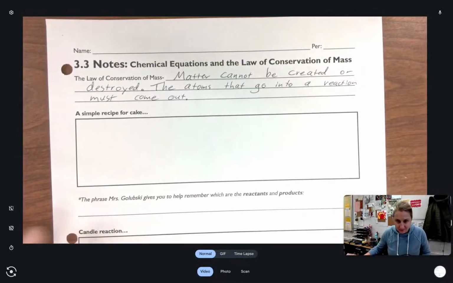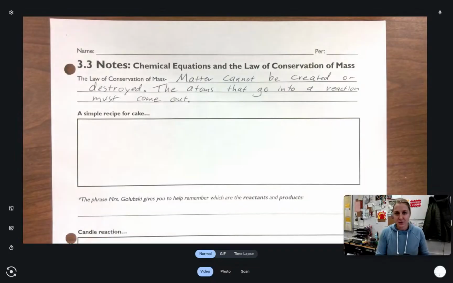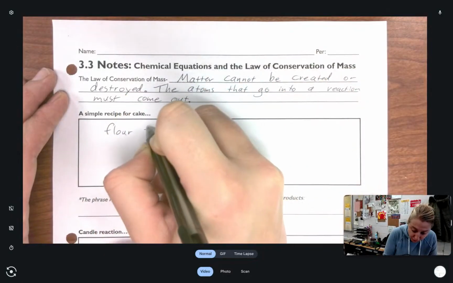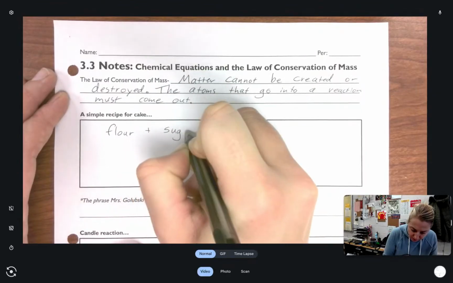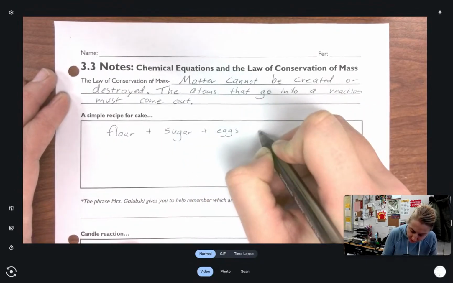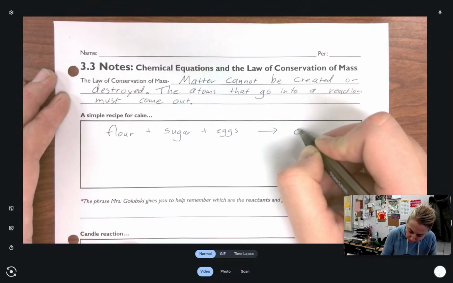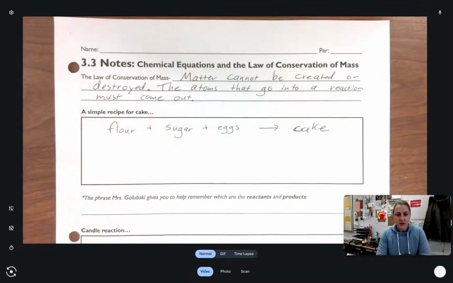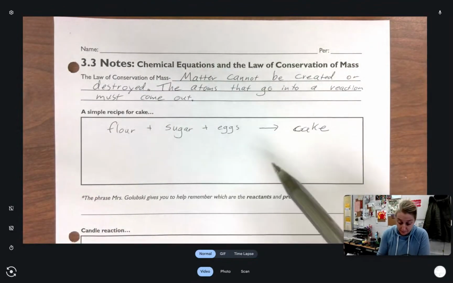All right, next up, I'm just going to uncover the rest of it here. Simple recipe for cake. Now, if you've ever baked a cake, you know that this recipe is going to be absolute garbage. This isn't going to taste very good, but the important piece here is that we're looking at the format of how we would write a chemical equation. So I want you to write this down in the same format I have. Flour plus sugar plus eggs with an arrow going to, oops, that's a C, cake. Sloppy, but you can read it. Flour plus sugar plus eggs becomes cake.